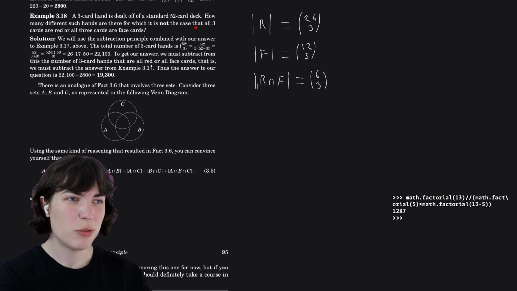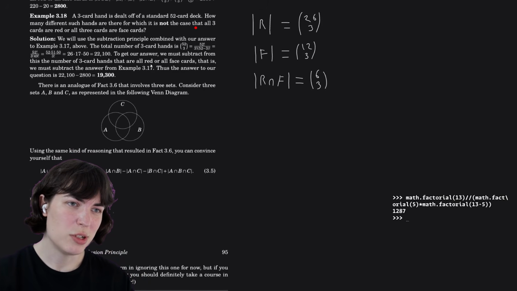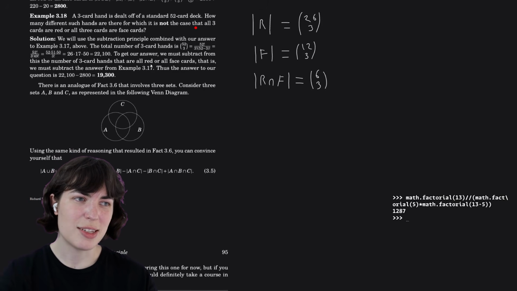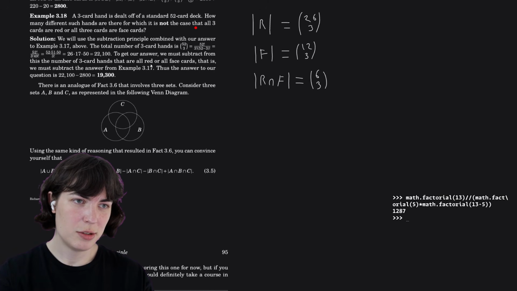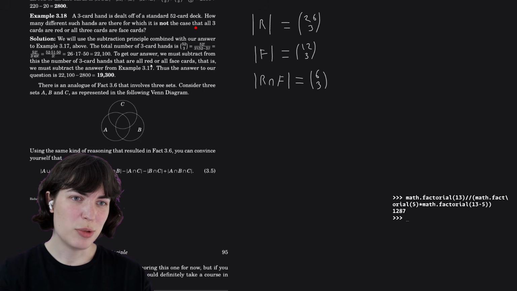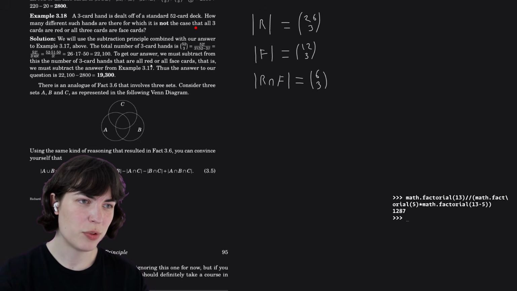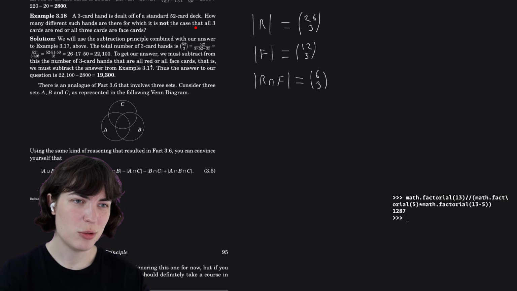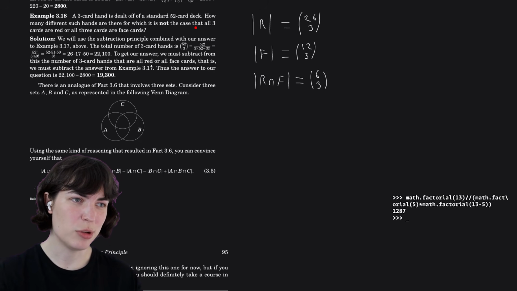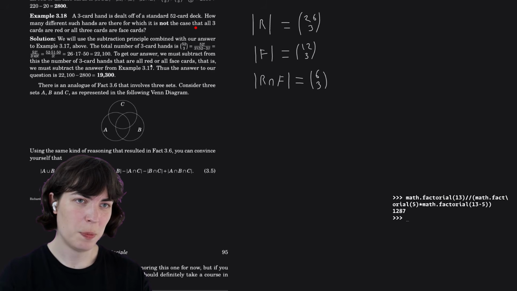We'll use the subtraction principle combined with our answer to 3.17 above. The total number of 3-card hands is that. Fine. To get our answer, we must subtract from this number the number of 3-card hands that are all red or all face cards. That is, we must subtract the answer from example 3.17. Okay, fine.